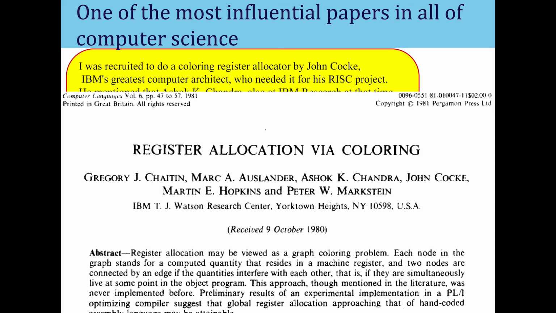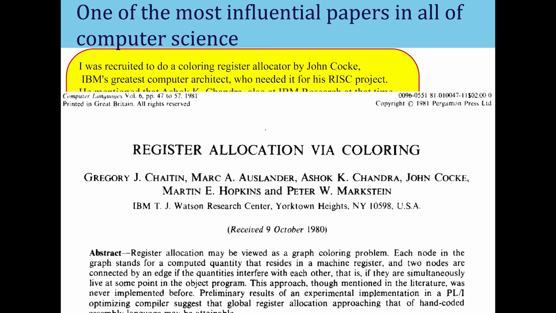Register allocation can be viewed as a graph coloring problem, and two nodes are connected by an edge if the quantities interfere with each other, that is, if they are simultaneously live at some point in the program, and the algorithm you use for coloring the graph is Kemp's algorithm for 6-coloring a planar graph.